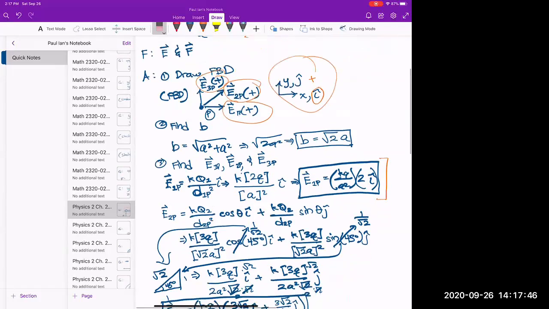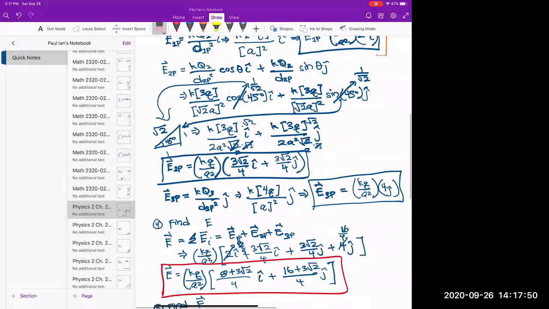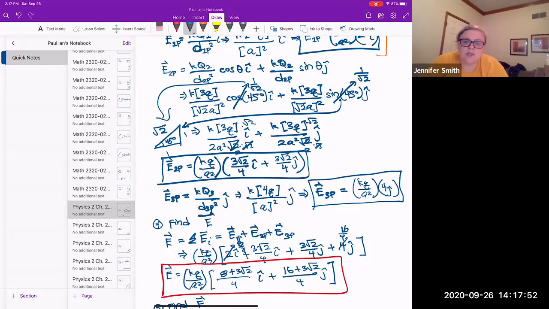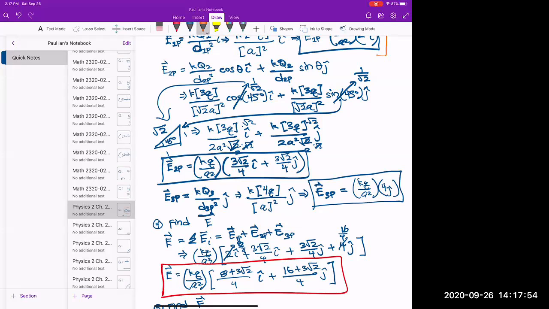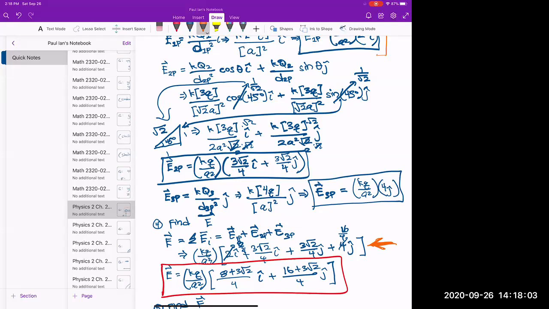Eventually you are going to combine them. I didn't even get to that point because I was going for the magnitude. If you're going to try to get the magnitude, you need to get this first.